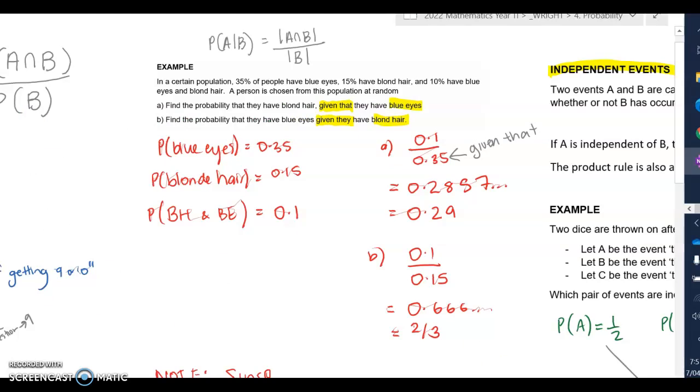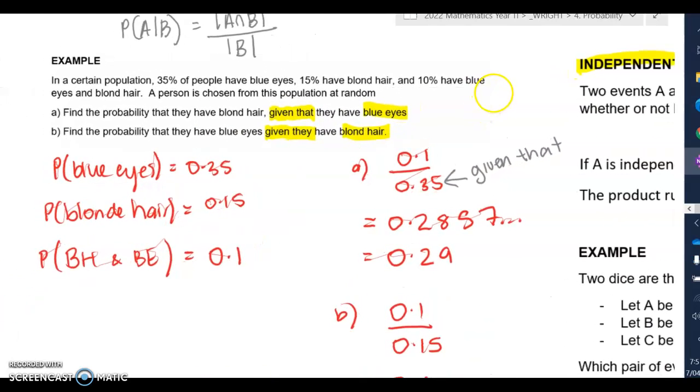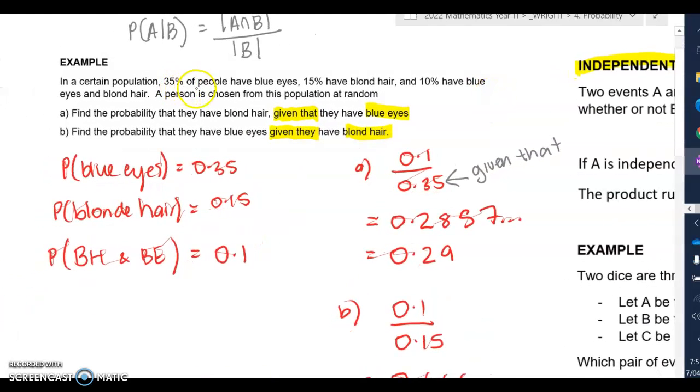So this is the next example that I would like to have a look at. It says, in a certain population, 35% of people have blue eyes, 15% have blonde hair, and 10% have blue eyes and blonde hair. So I've written that down here, okay? So the probability of picking a blue-eyed person would be 0.35, so we've just changed our percentage to a decimal. The probability of blonde hair is 0.15, and the probability of blonde hair and blue eyes is 0.1.